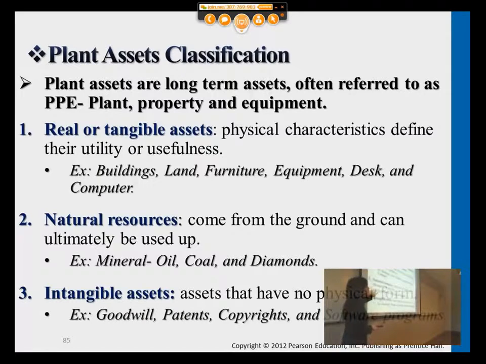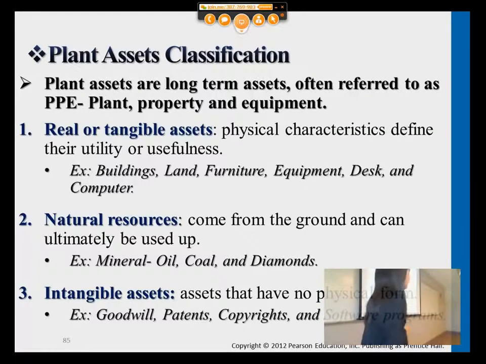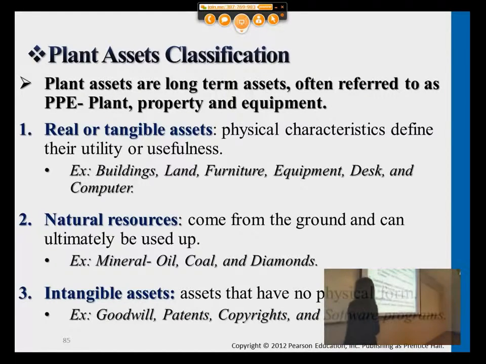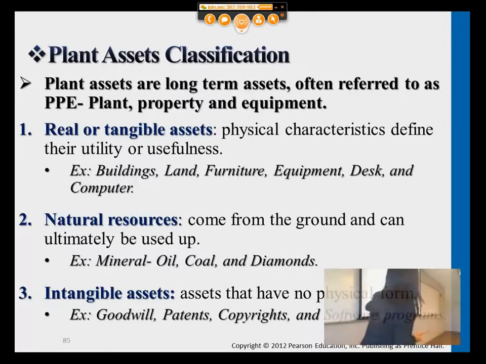Okay, these 2, not each and every company has them on their balance sheet. Okay, only a specific type of industry has natural resources. Only a specific type of industry would have intangible assets. But pretty much each and every company would have the first category, real tangible assets. Okay, so the first category is the core here. These 2, only specific types of industries use them, and you will see them appearing on the balance sheet. Otherwise, you wouldn't see these 2 categories.